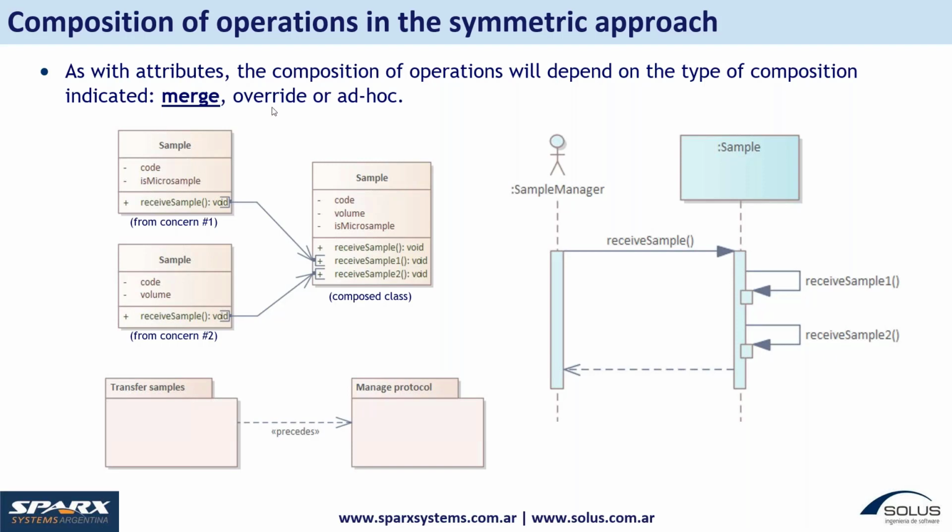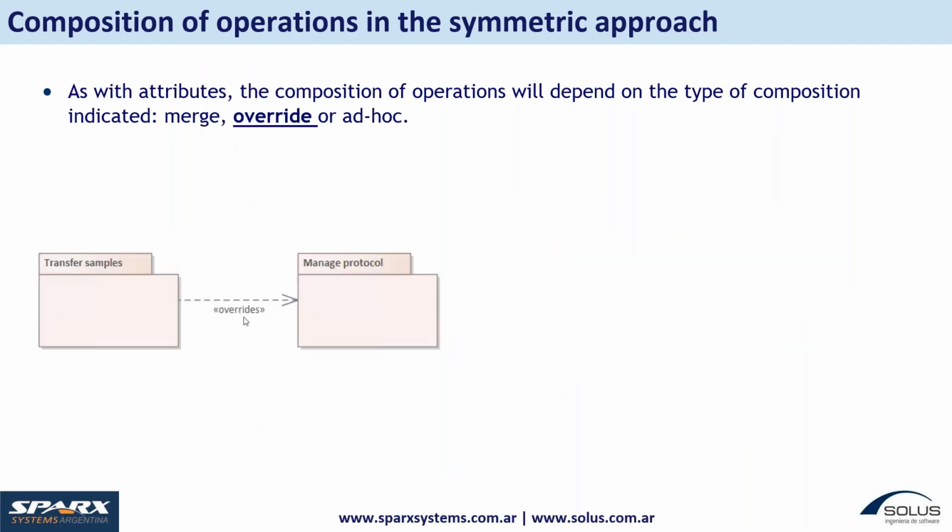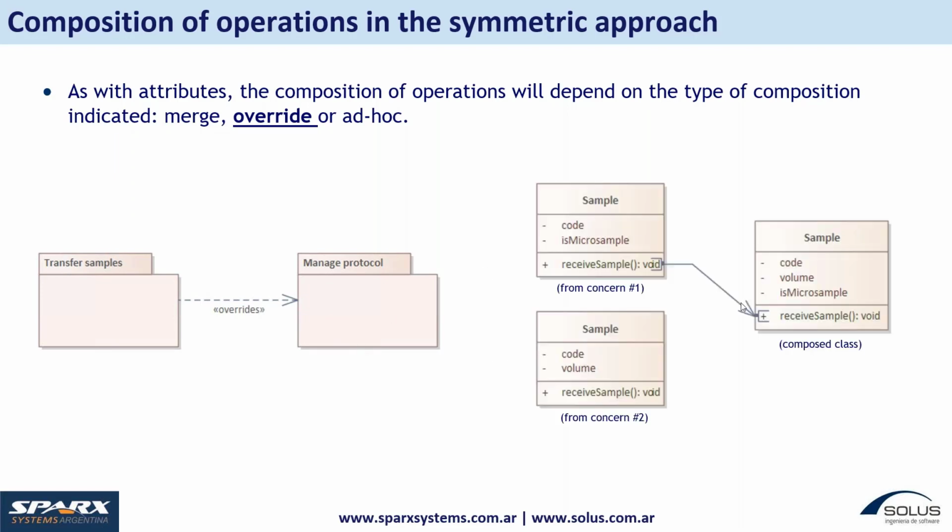In case we use override instead of merging, we have to indicate that one concern overrides the other one. And in this case, at the moment of the composition, if we have the same method in both original classes, we will have only one in the composed class, the method present in the overriding concern. It's easier, but we are losing some methods.